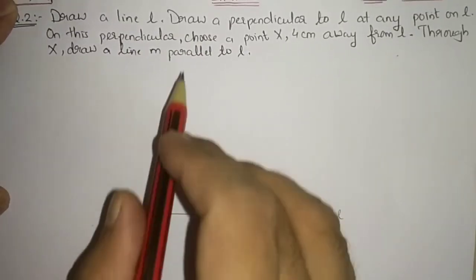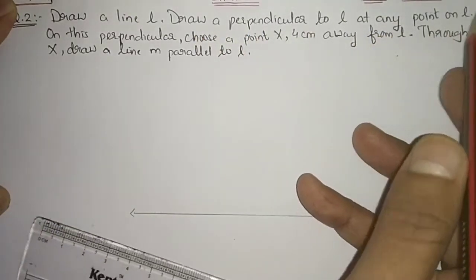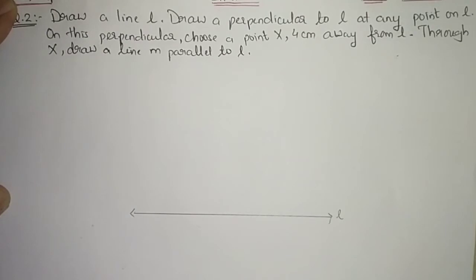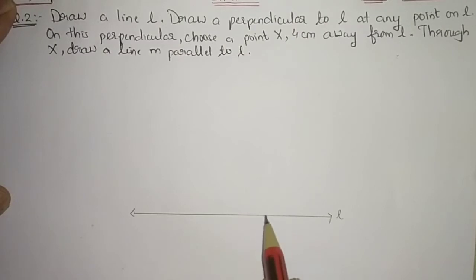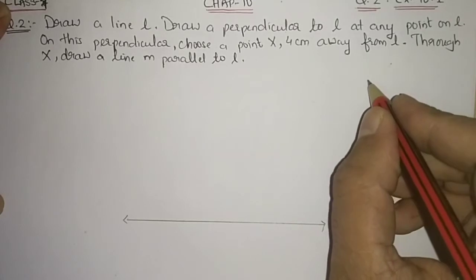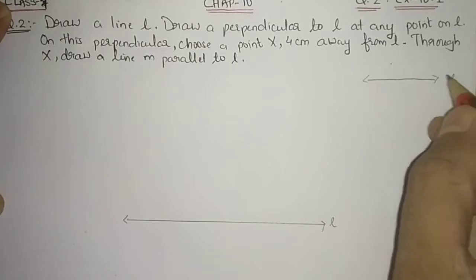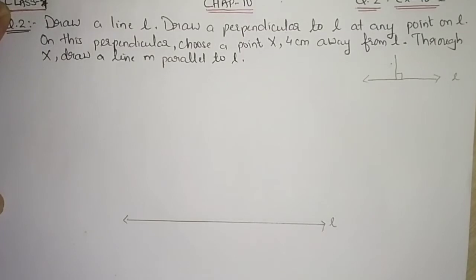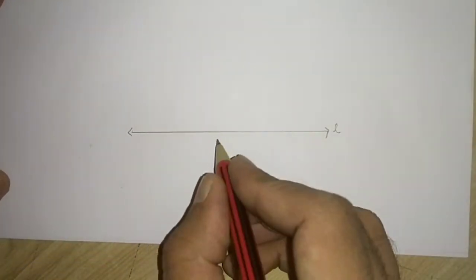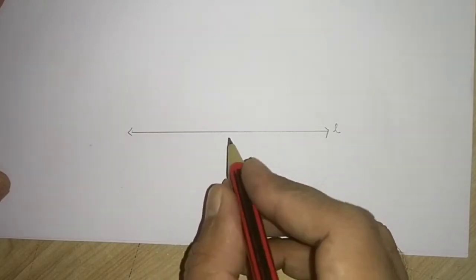Now what they are telling, draw a perpendicular to L at any point on L. We have to draw a perpendicular. Perpendicular means one line we have to draw that makes 90 degree with L, like this. So this is line L. We have to draw a perpendicular line which makes 90 degree. So we will take one point. Let us take a point O on it.